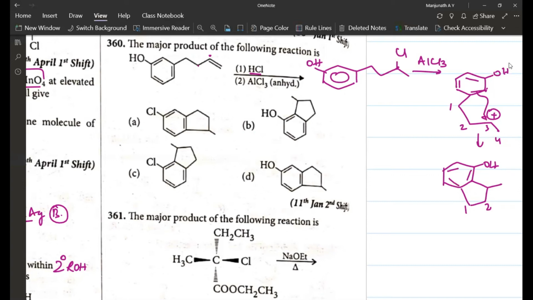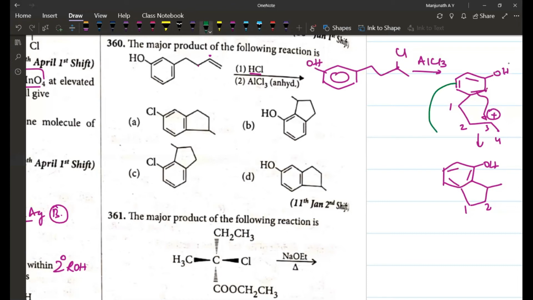You are able to see my cursor? No, I think. I will show you another way of attack. This double bond can attack. That is actually more favored because it is going to form a substitution at para position. So this is OH here, and there is a double bond here, and double bond here, double bond here.